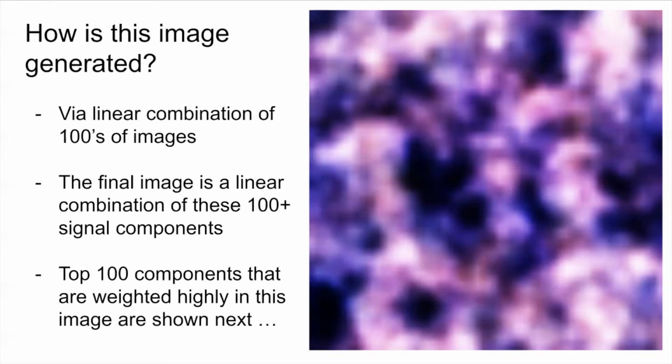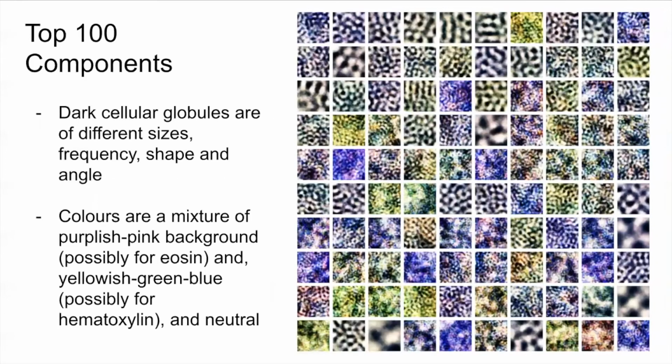So what I show next are the top 100 images, or top 100 components, that are weighted highly for this particular image I show now. So these are the top 100 components, and you can see that they vary in color, in shape, in size of cells, and even in the angular and location position of the cells.